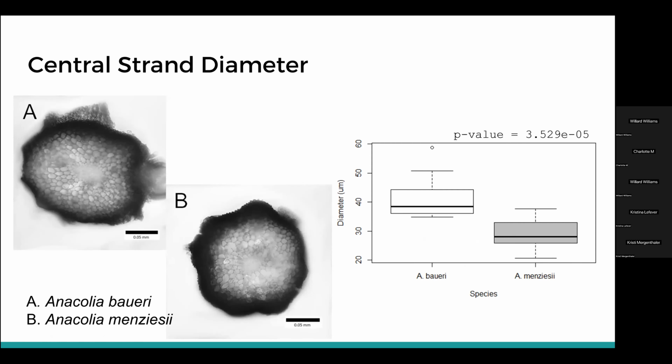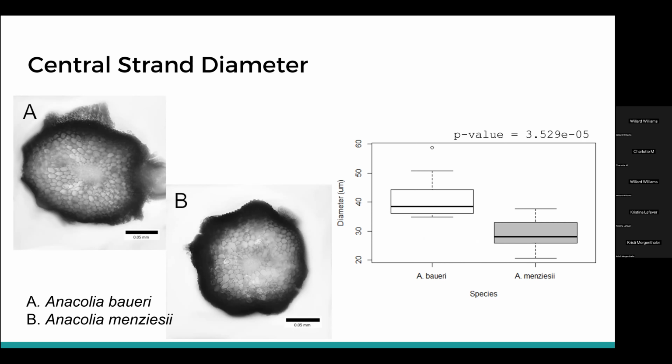Next, this is the last feature, and this is the feature that we came up with that's new to this group that no one had pointed out previously. I was really excited when I found this, and we looked at the data, and we saw that there was a really significant difference. Let's look at the central strand diameter.